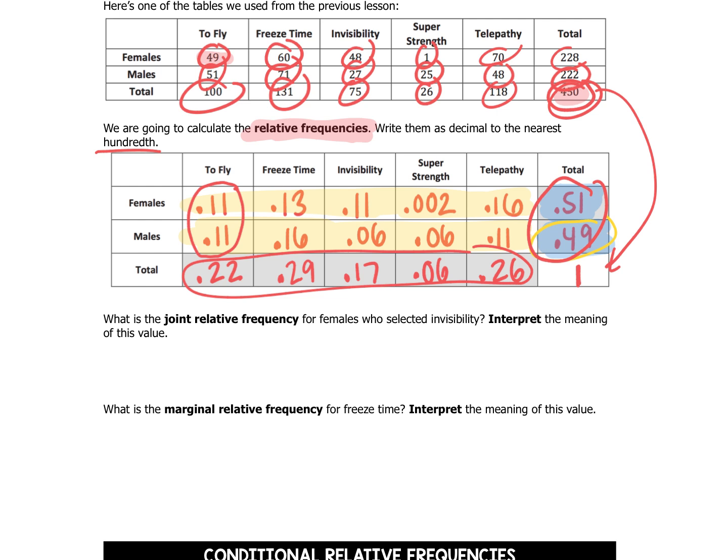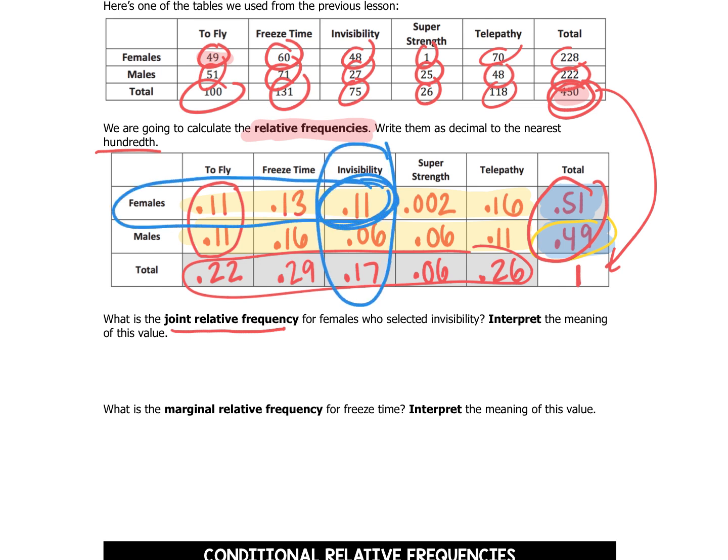It says, what is the joint relative frequency for females who selected invisibility? So what we're going to do is use our table. Joint relative frequency just means that it's a number in the main part of the chart, not the total part. So females who selected invisibility. I'm going to find the intersection of invisibility and females.